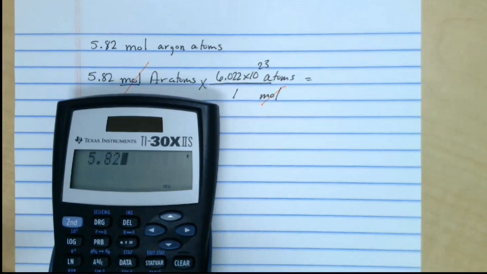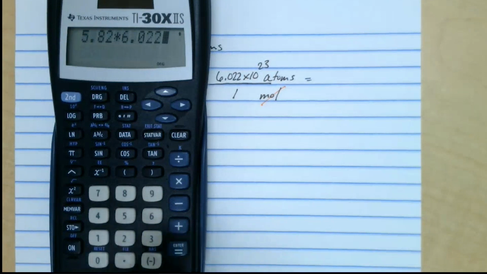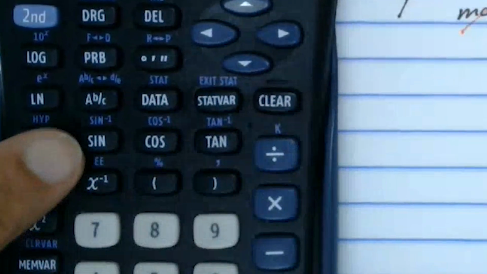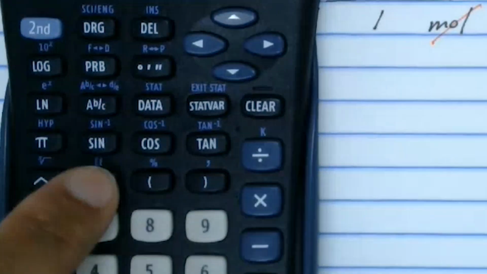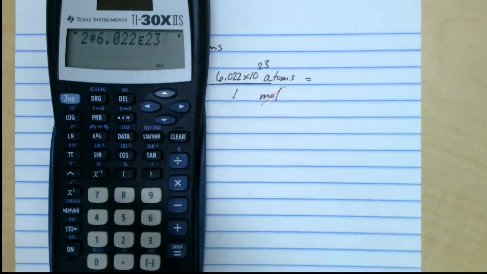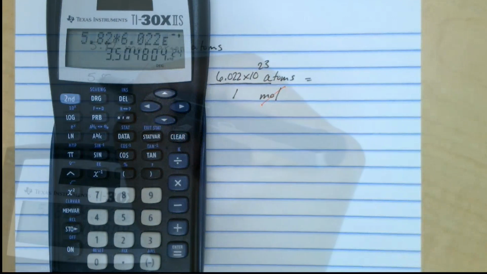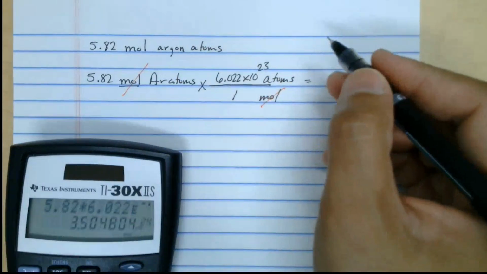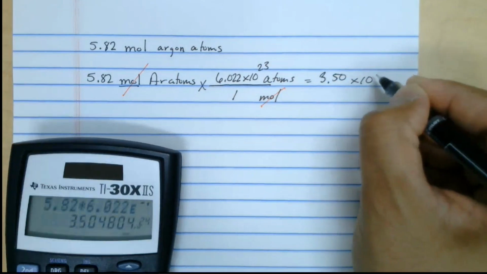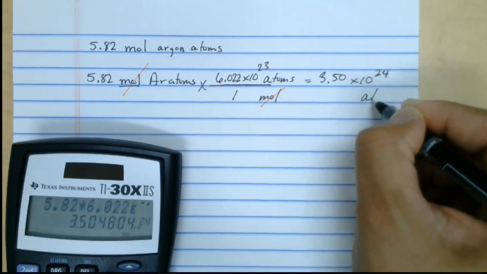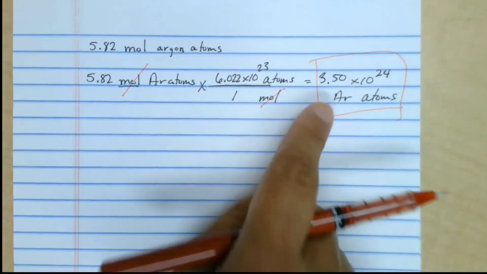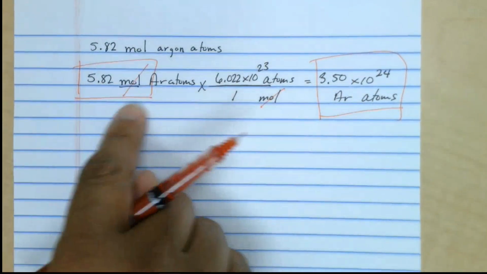5.82 times 6.022, where it says times 10 raised to the 23, this is what I want you to use. This symbol right there, that double E right there, second E, and then just 23. So that E here represents times 10 raised to the 23. 3 significant figures, so my answer is going to have 3 sig figs. So this is 3.50, 10 raised to the 24. Atoms of argon atoms. There's this many argon atoms in this many moles of argon.